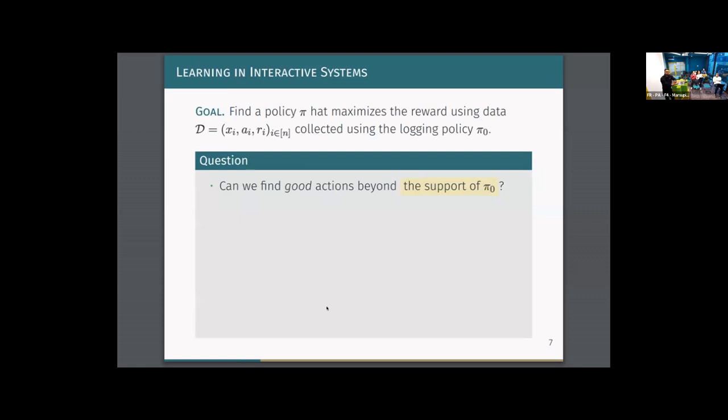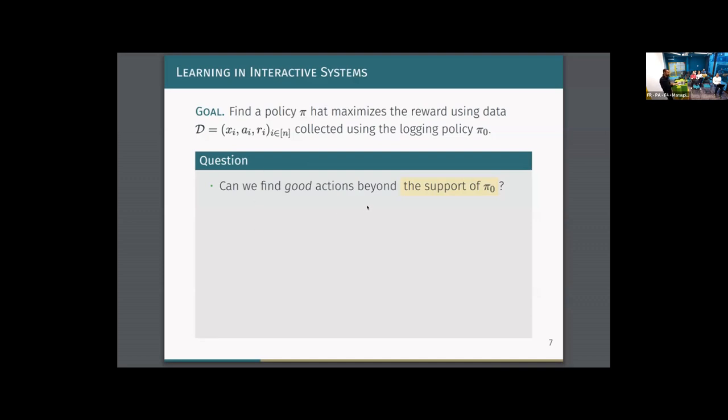So now that we understand the setting, I hope, what is the goal? The goal is to find another strategy, to build another recommender system that maximizes the reward, that maximizes the clicks using just the logged data collected by the previous recommender system. So we have a current recommender system. It is used to collect offline data, and then we need to use this offline data to find a new policy, a new recommender system that has better performance. Is it clear? Okay, perfect.